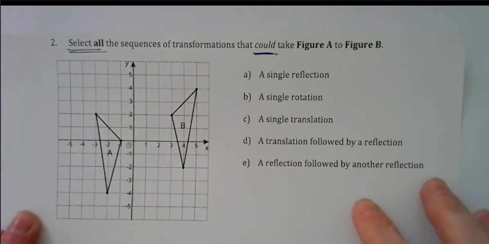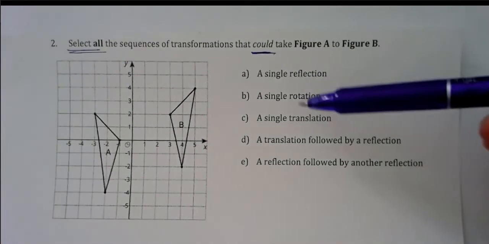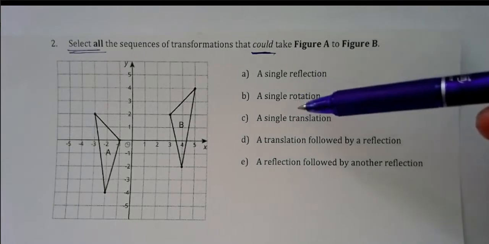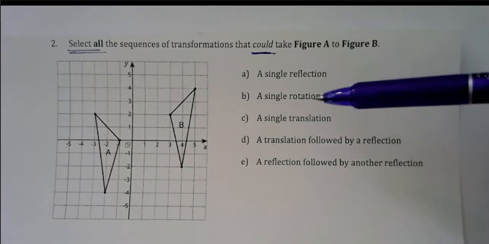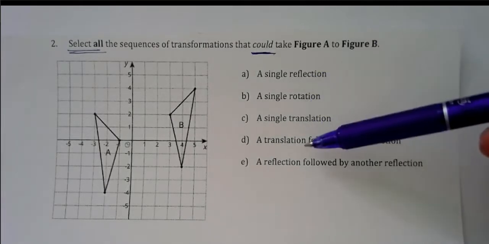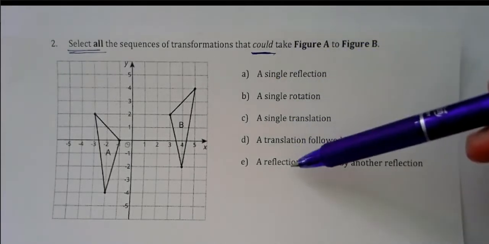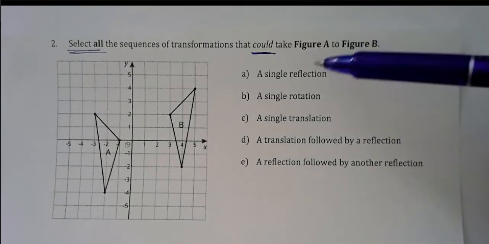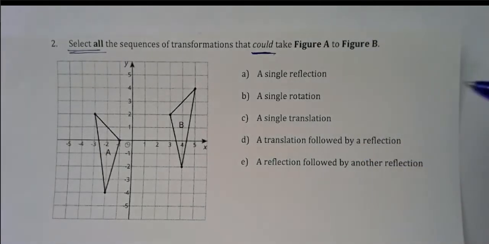Okay, so you have a few options. We could go through and eliminate some of the choices here, or just go one by one and see if each fits. Okay, I'm going to go one by one just so we can see which options could possibly work. So first is a single reflection. That means one reflection only. One reflection has to make these pieces match perfectly.